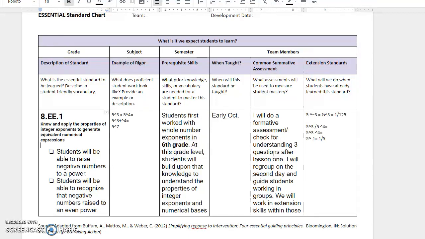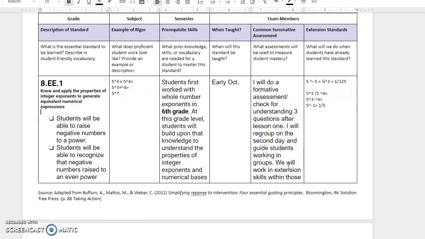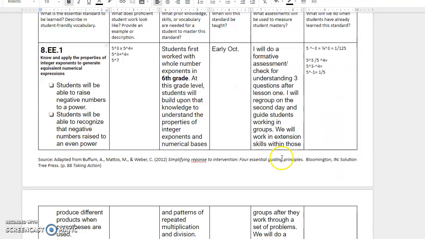I'm able to take those and group them into students that know and don't know. So on that second day, I'll regroup them again. We'll go through and guide students on working through more questions in groups together. And then if I feel confident, maybe that day and maybe a few days down, I'll begin to work in the extension skills, those deeper understandings of the standard.